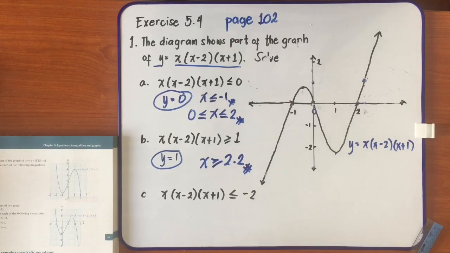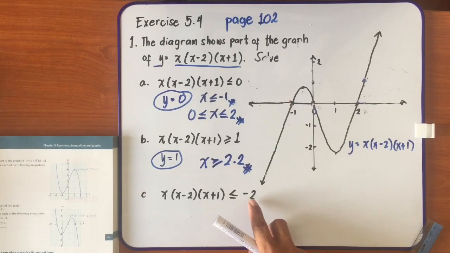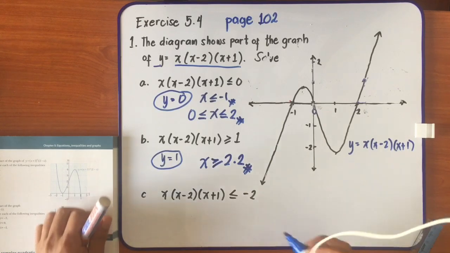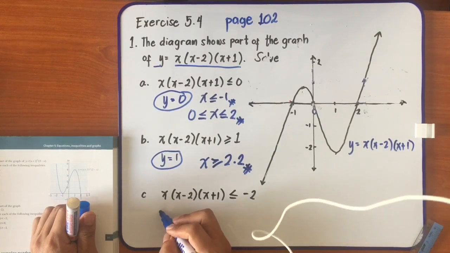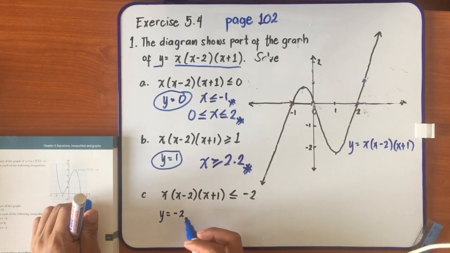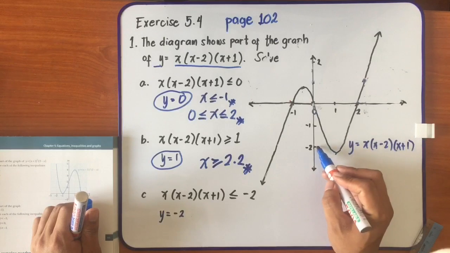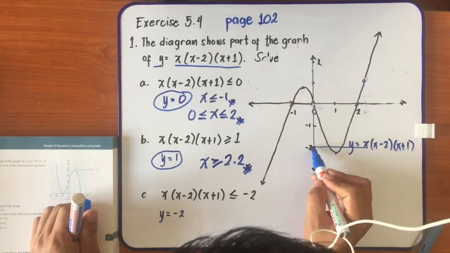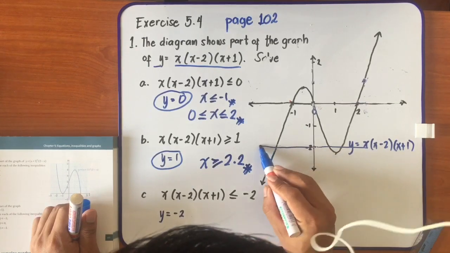Next one is C. It's less than or equal to negative 2. If you will notice, there are two things over here. y is equal to negative 2 as our line. So you draw that one, that line, and go in there.